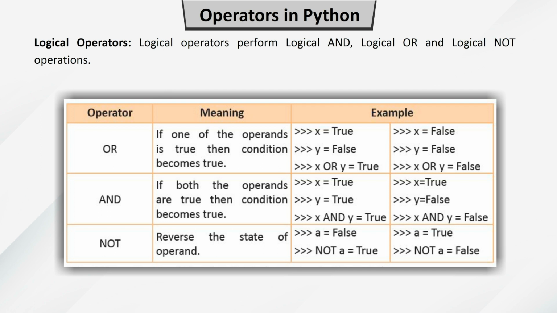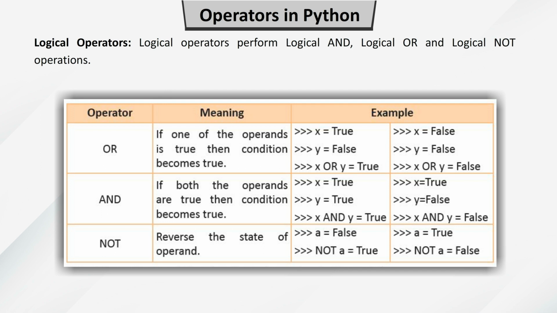Y is equal to false. X or Y is equal to true. X is equal to false. Y is equal to false. X or Y is equal to false.